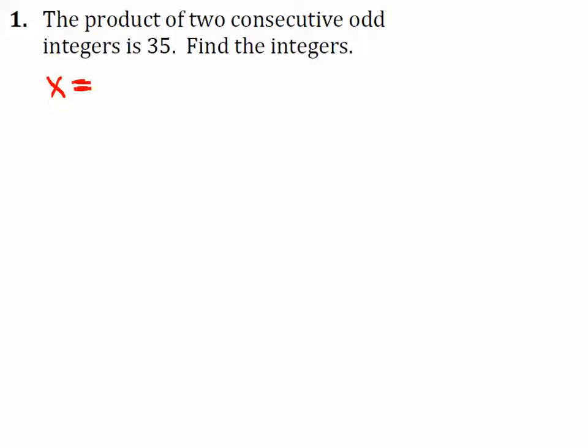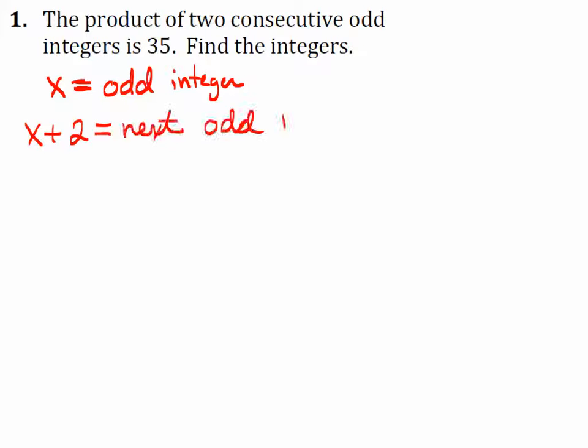So I'm just going to say x is an odd integer. You can say the first odd integer. It doesn't really matter what you say here. You're going to just label that one as the odd integer. All right, so the product of two consecutive odd integers. If the first one's x, the next one has to be x plus 2. That has to be the next odd integer, or the second odd integer, depending how you want to write it.